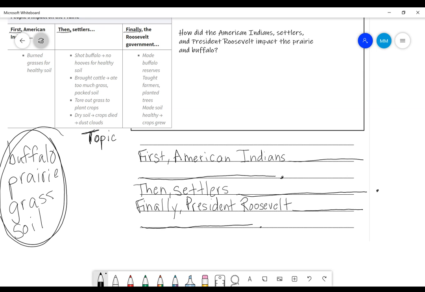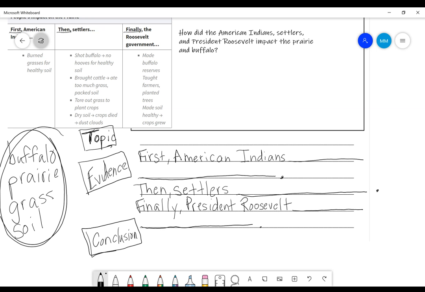And then remember, friends, after you finish with your last piece of evidence, what needs to go at the end of your paragraph? A conclusion. So you need to check your writing today to make sure that you have your topic statement. So your first sentence, your 3 pieces of evidence, and a conclusion. So your conclusion is going to be the same as your topic statement.